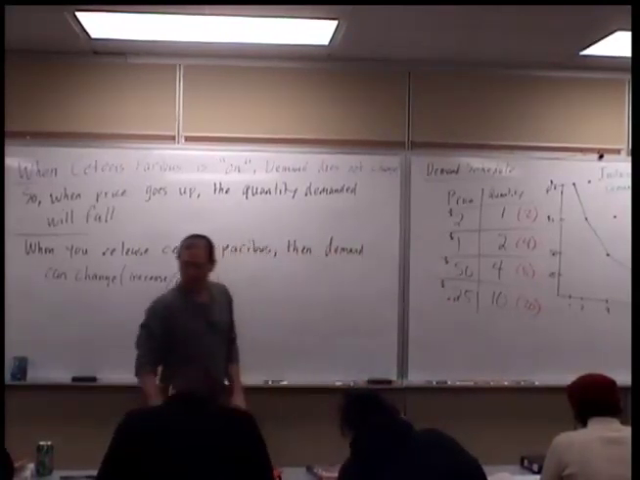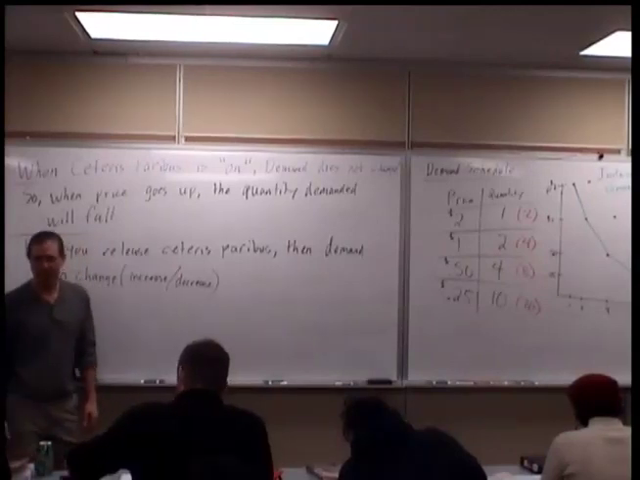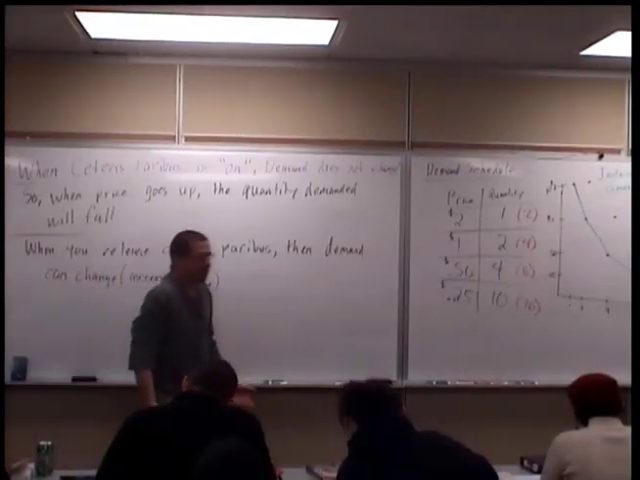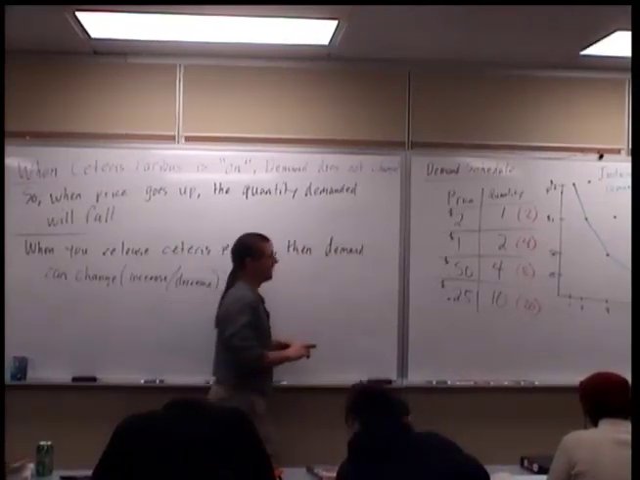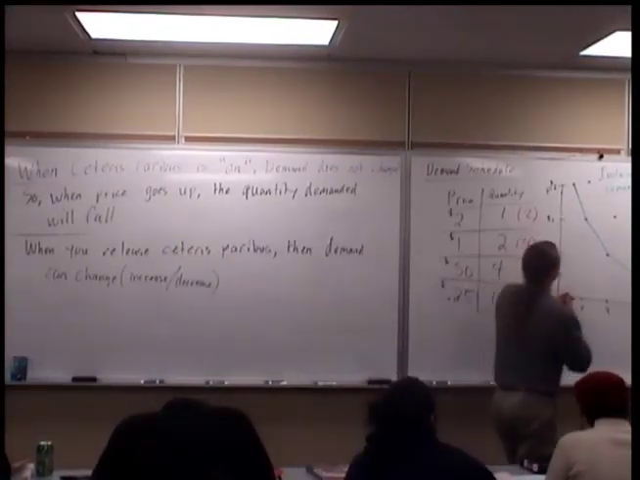Is it weird that at $1 I only wanted 1, but at 50 cents I wanted 4? No. I like whole numbers. No, there's nothing wrong with that. It's perfectly legitimate. And notice what happens to our line.